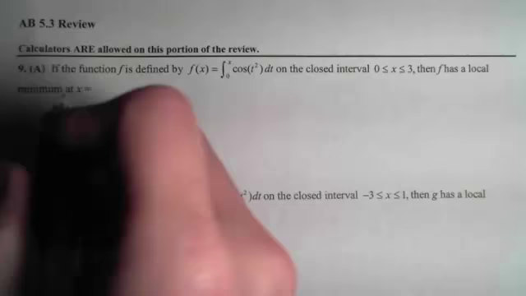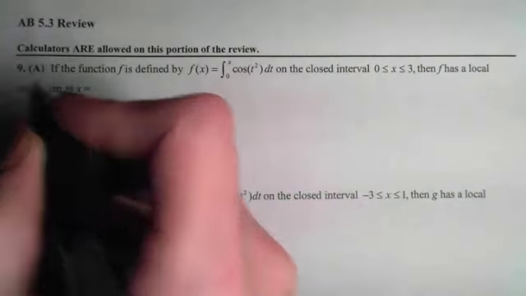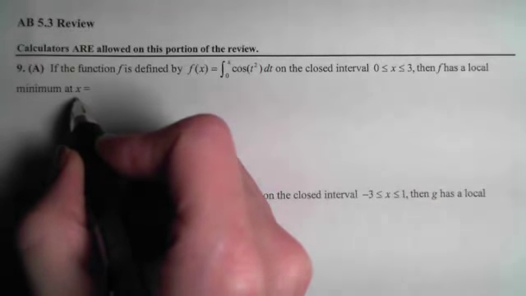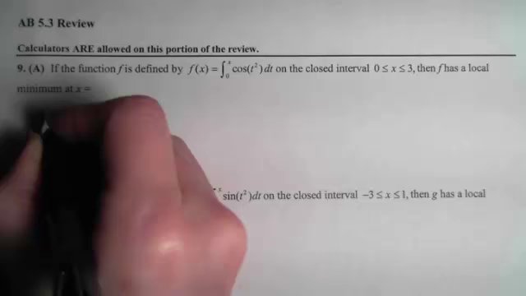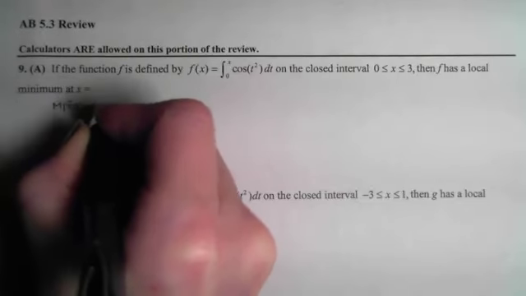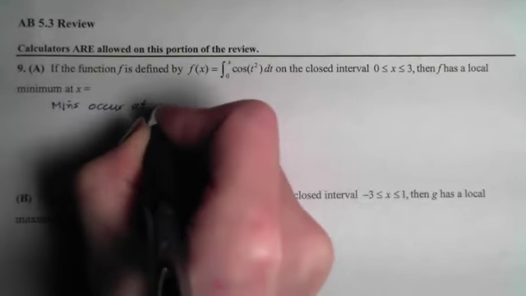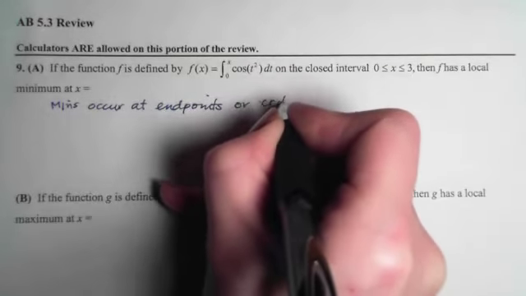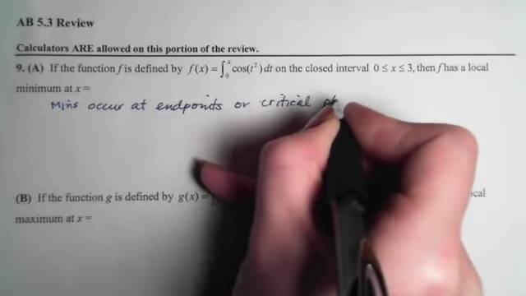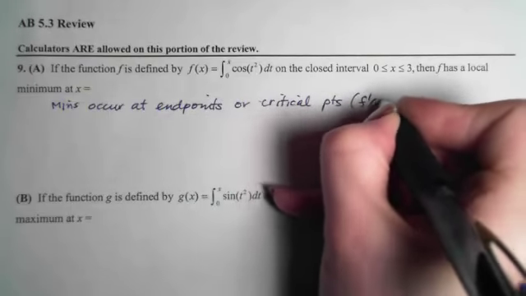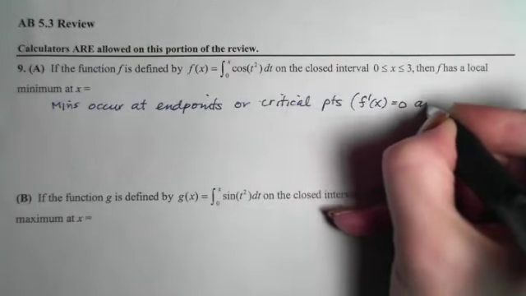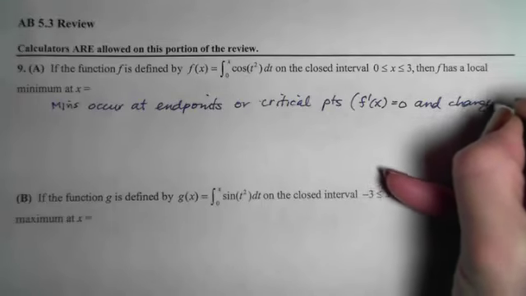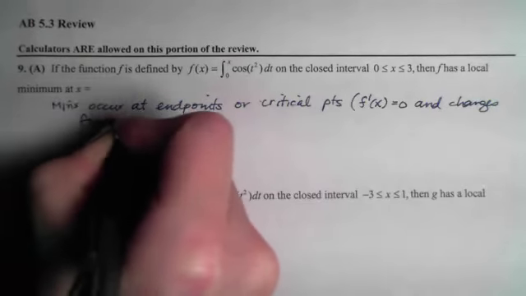So the first thing we're going to do is remember the fact that we get local mins at either endpoints or at critical points. So we need mins to occur at endpoints or critical points, and in particular we're looking for when f prime of x equals 0, and since we want minima, we're going to be changing from negative to positive.